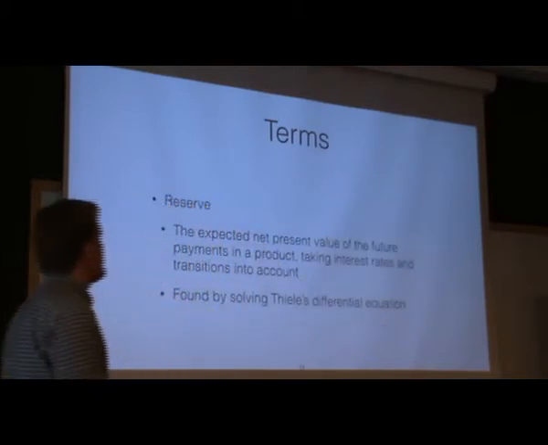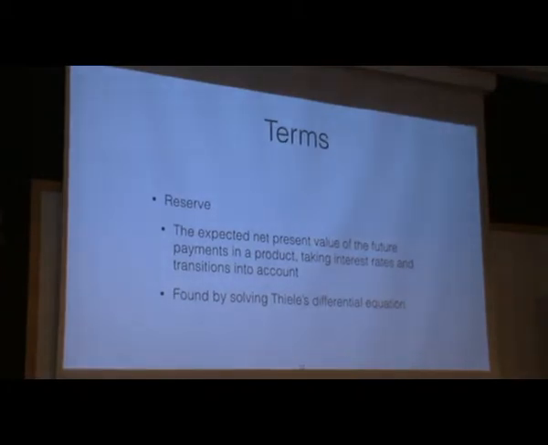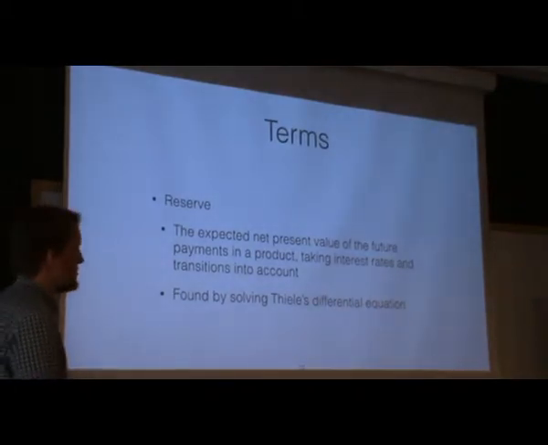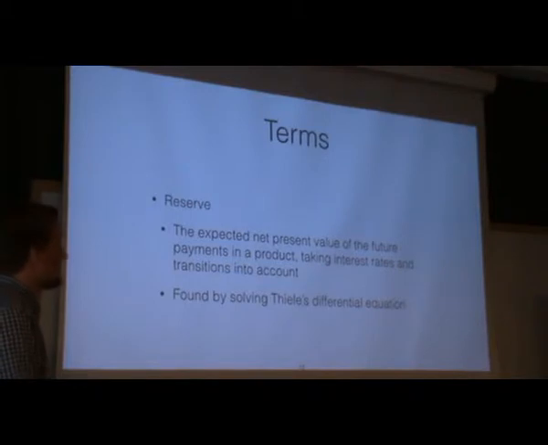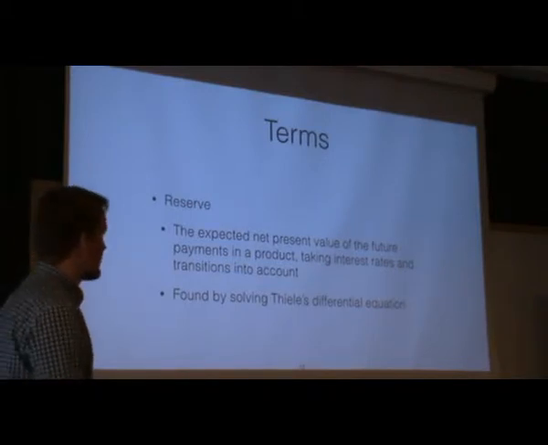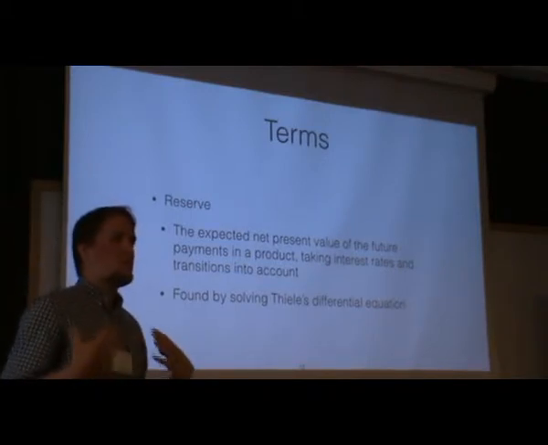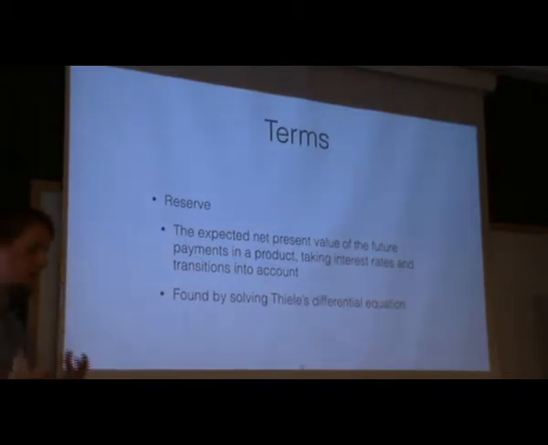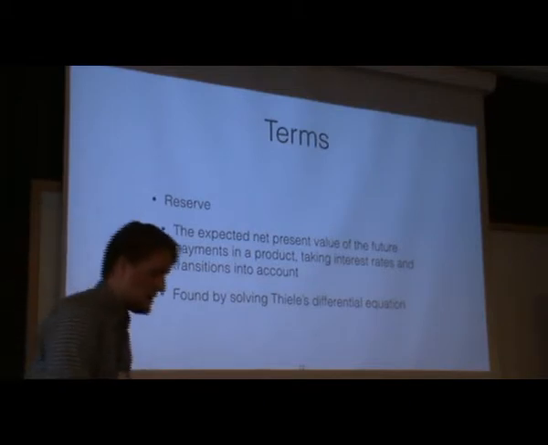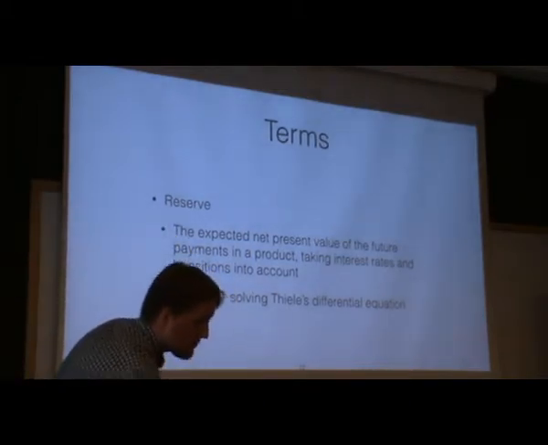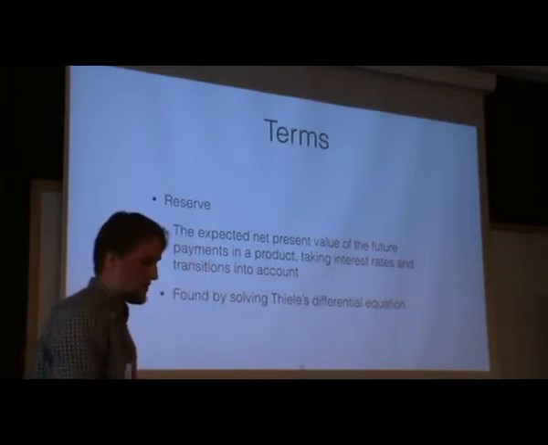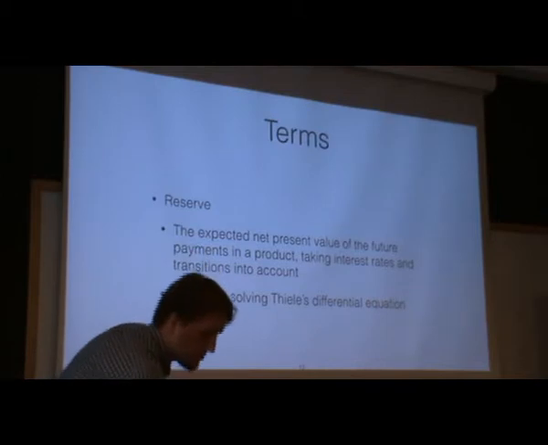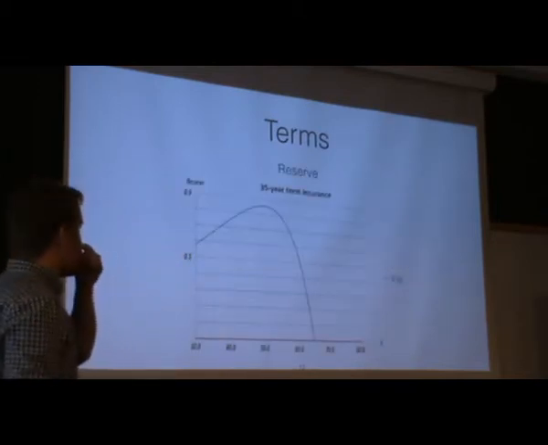So what we're calculating is reserves, and this is defined as the expected net present value of the future payments in a product, taking interest rates and transitions into account. So what this means is this is the amount of money the insurance company must have at some time to be able to pay their obligations. And it's found by solving Thiele's differential equation, which I won't be explaining, it's beyond the scope of this, but just know it's a differential equation, or a system of differential equations in this case. It might be easier to visualize it here.